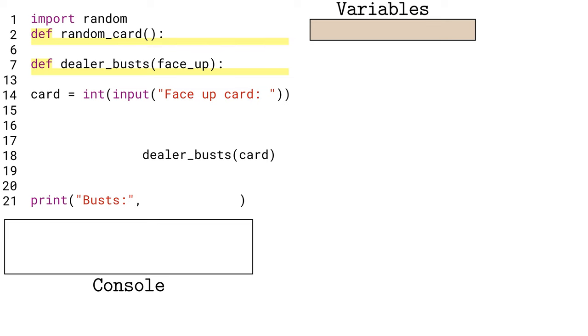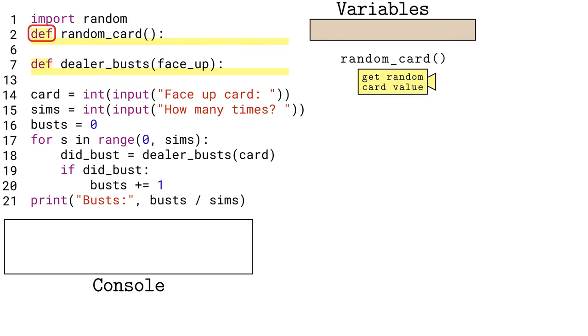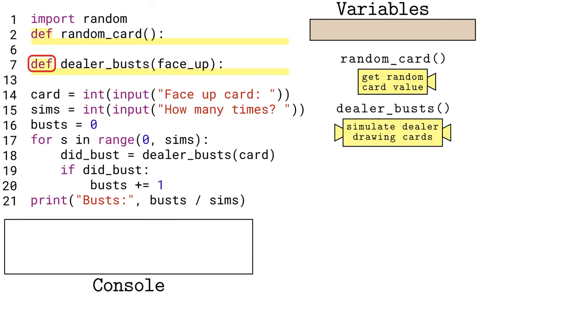We will ask the user how many times to simulate the code, create a variable to collect how many times we observed a bust, use a for range loop to call the dealer_bust function that many times, and finally print the proportion of busts to total games. When we tell Python to start running the code, it starts at the top and creates two functions, random_card and dealer_bust, just like before.